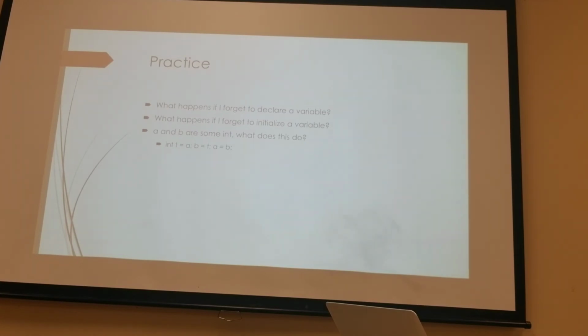T equals A, B equals T. T is equal to A, T goes 1. So the A goes over. Then B is equal to T, B goes 1. Then A is equal to B, and then A equals B, right? And what does B equal?